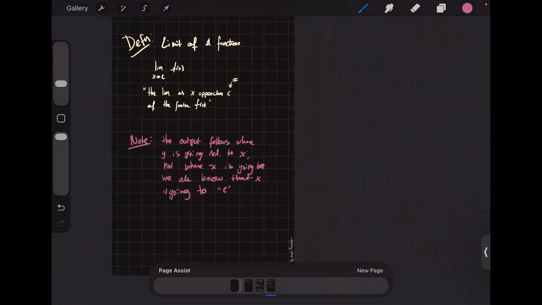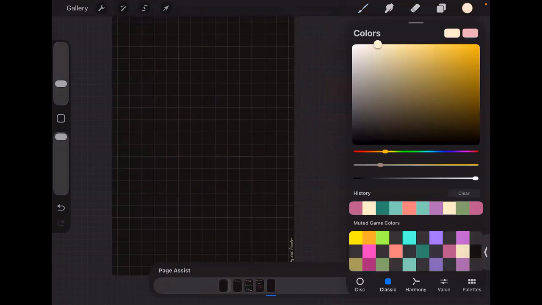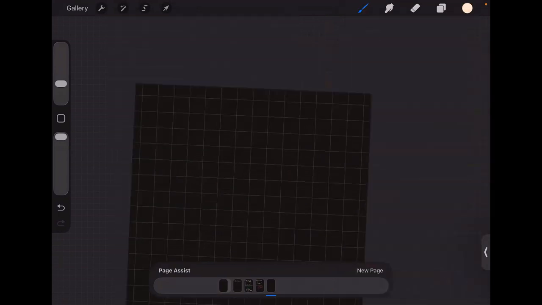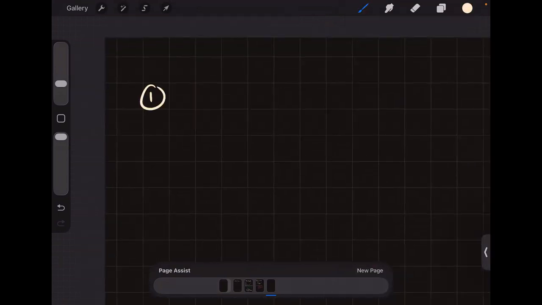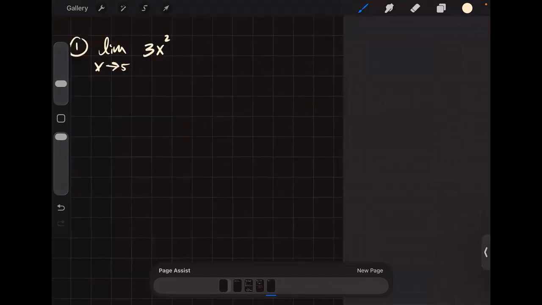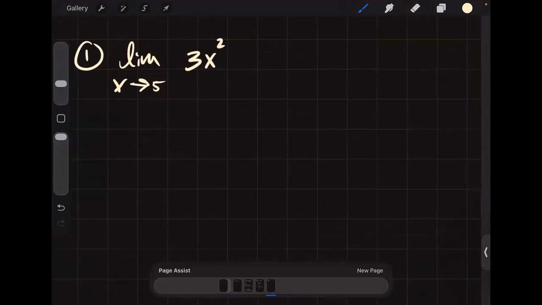So let's do some examples. We'll do one together and then I'll have a handful for you to do on your own. Let's say one, the limit as x approaches 5 of 3x squared. If you were to graph it, which you can on Desmos if you'd like, you'll find that this is equal to 3 times 5 squared, which is 75. Easy.